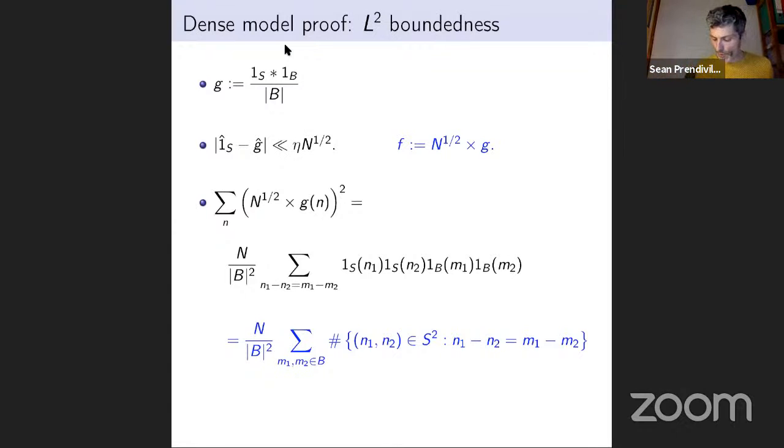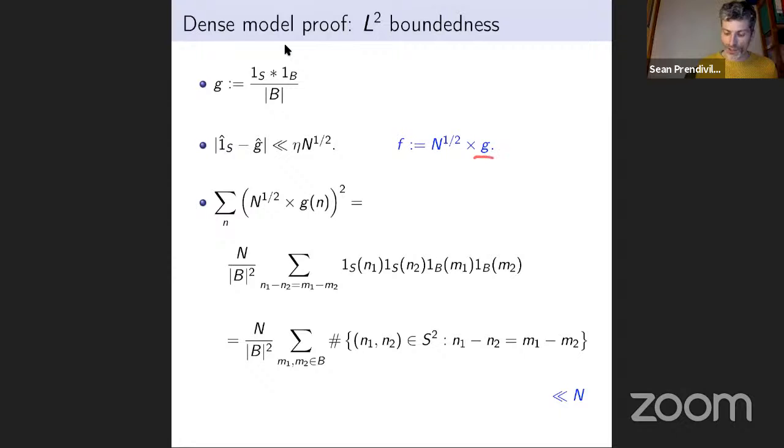There's a different contribution coming from that diagonal situation in which m1 is equal to m2. Let's not worry too much about it. You can account for it. But you can see that for most values of m1 and m2, which are distinct, this is going to be at most 1. And so you get an upper bound of b squared for this inner sum. And that gives you your order of magnitude for your L2 norm.